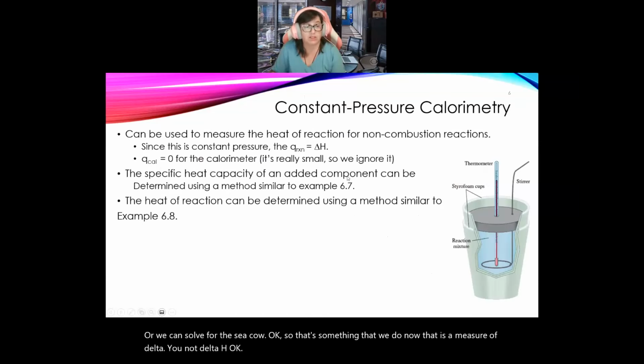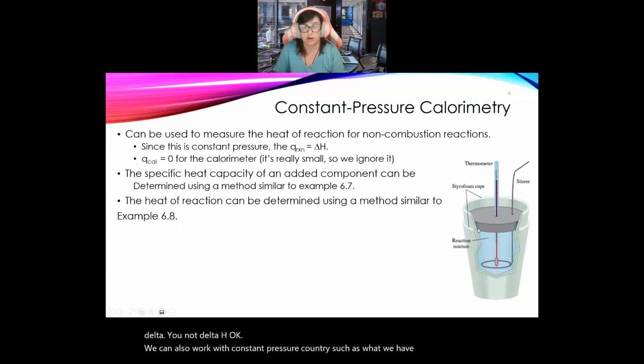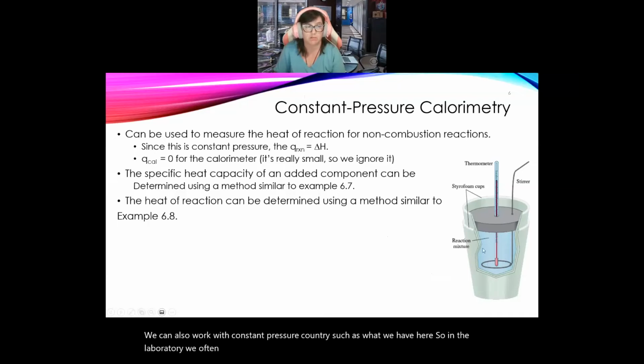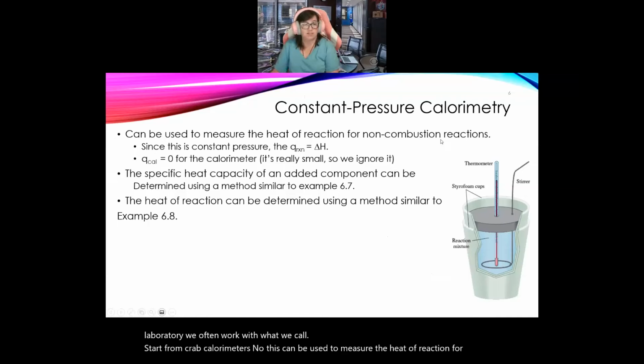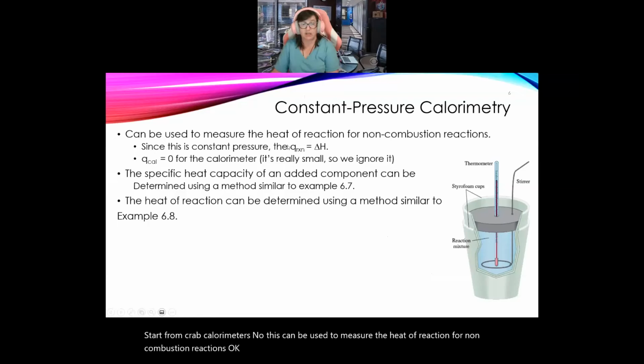We can also work with constant pressure calorimetry, such as what we have here. In the laboratory, we often work with what we call Styrofoam cup calorimeters. This can be used to measure the heat of reaction for non-combustion reactions. Since this is constant pressure, then the Q for the reaction equals the delta H. Qcal equals 0 for calorimeters like this with 2 stacked Styrofoam cups, so we can ignore it. We can measure it if we want to as well.